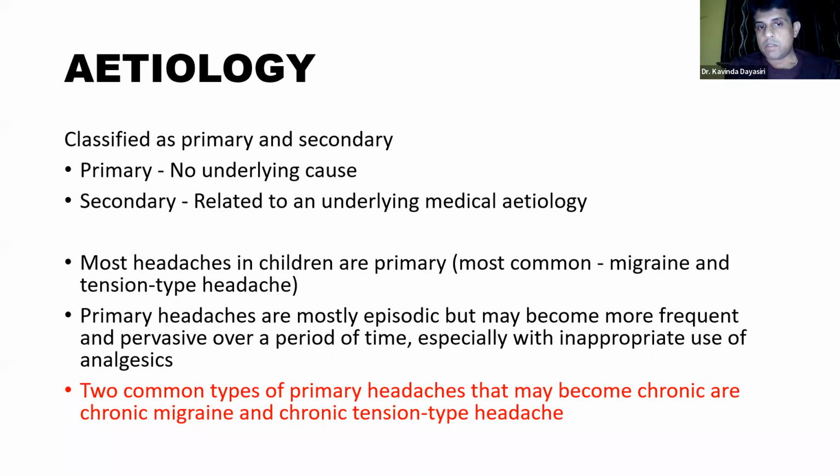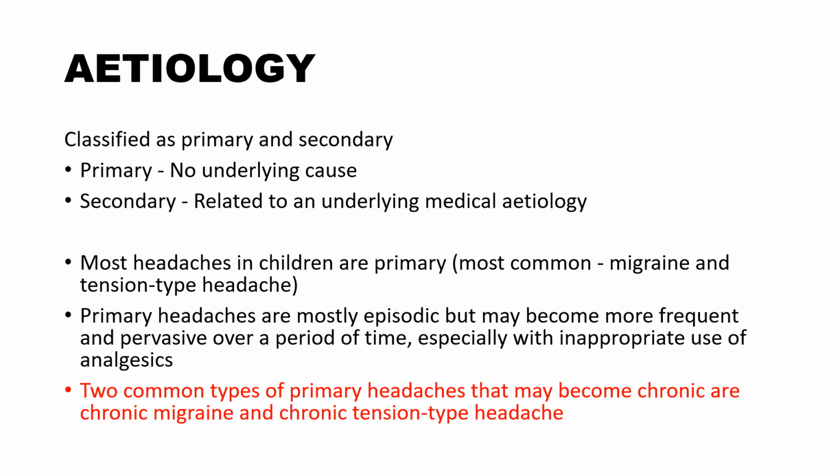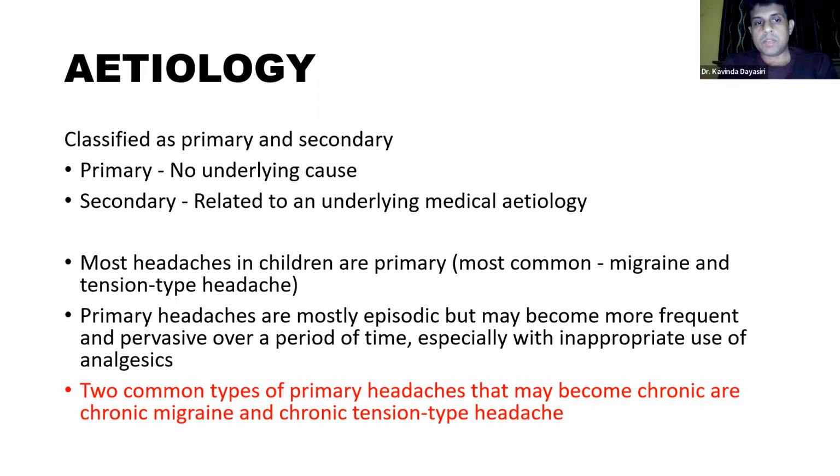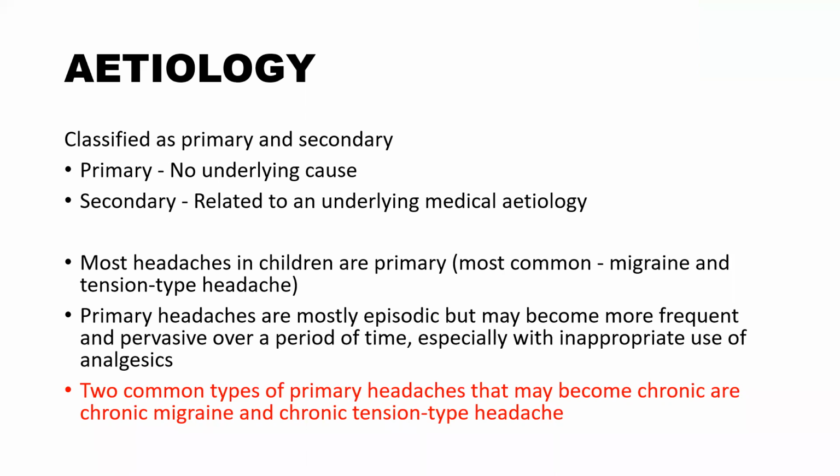And most headaches in children are primary, so they belong mostly to migraine or tension type headaches. And primary headaches are mostly episodic. For example, migraines come in acute recurrent episodes, but with time they can become more frequent and pervasive, so that they can become chronic. So the 2 common types of primary headache that are likely to become chronic are chronic migraine and chronic tension type headache.